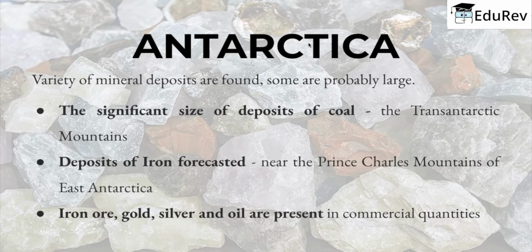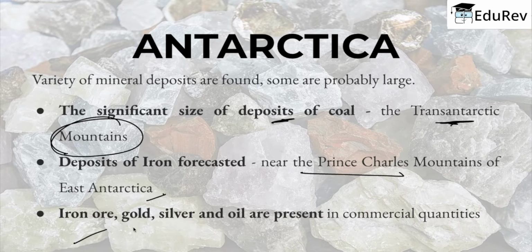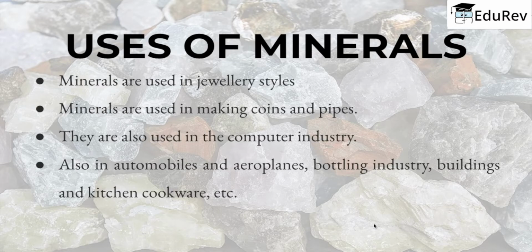Next is Antarctica. A variety of mineral deposits are also found in Antarctica, and some of them are probably large. A significant size of deposits is in a whole mountain range, the Trans-Antarctic Mountains. Deposits of iron are forecasted near the Prince Charles Mountains of East Antarctica, and iron ore, gold, silver, and oil are present in commercial quantities in Antarctica.